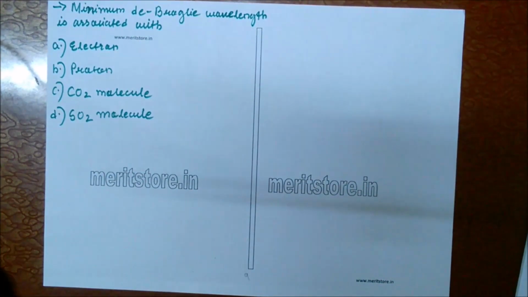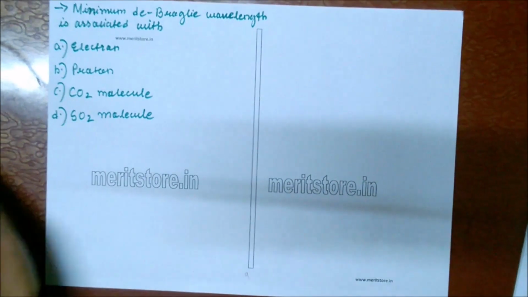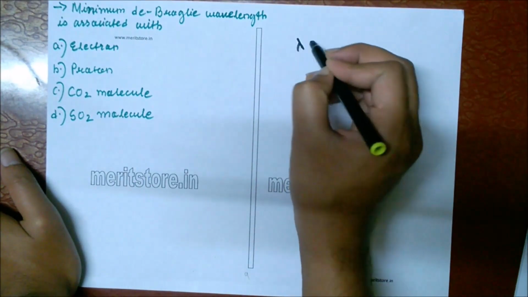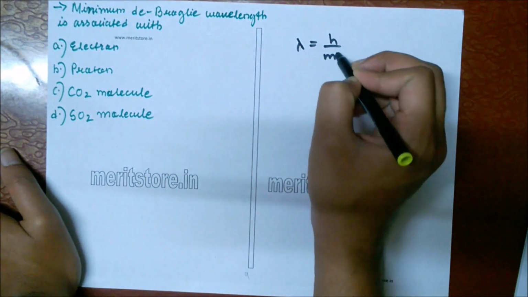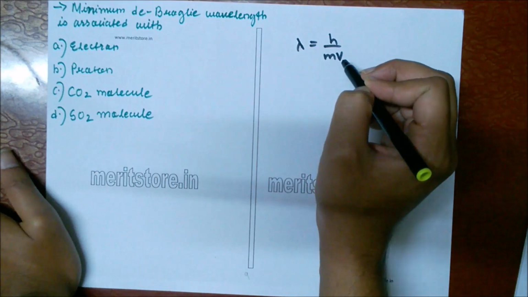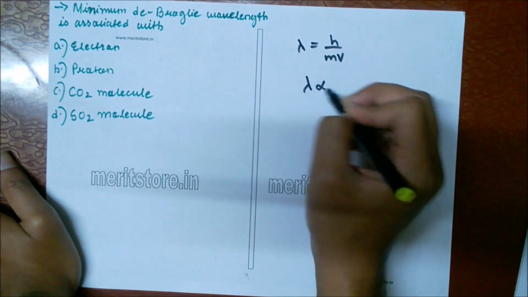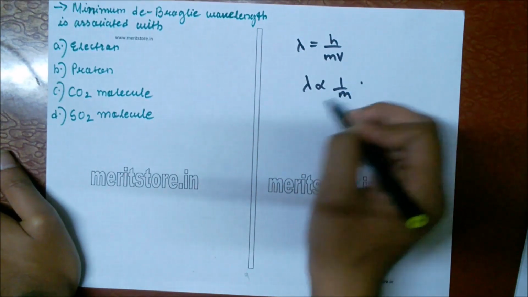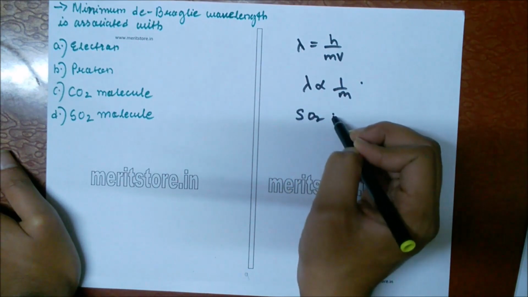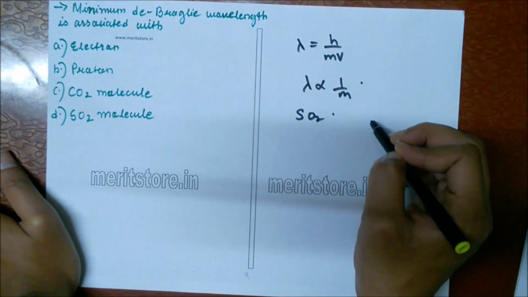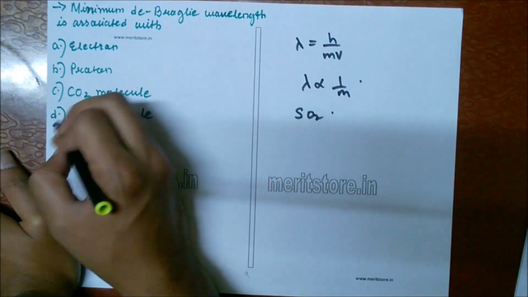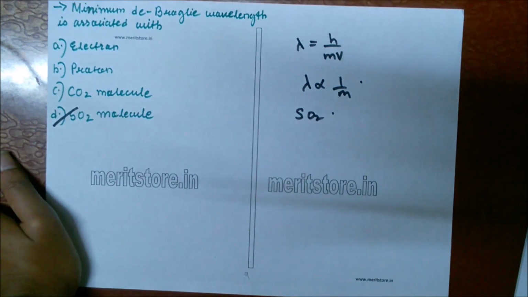Minimum de Broglie wavelength is associated with A electron, B proton, C CO2 molecule, D SO2 molecule. We know lambda is equal to h upon mv, which is momentum. For same velocity, wavelength is inversely proportional to mass. SO2 molecule has least wavelength because it has highest molecular mass. So option D is the correct answer.